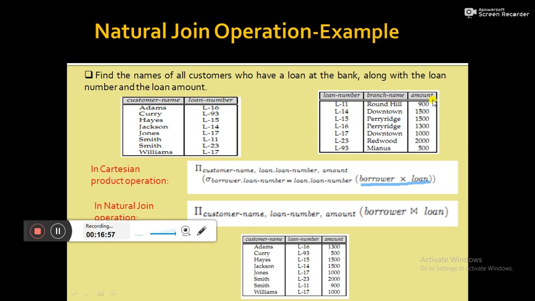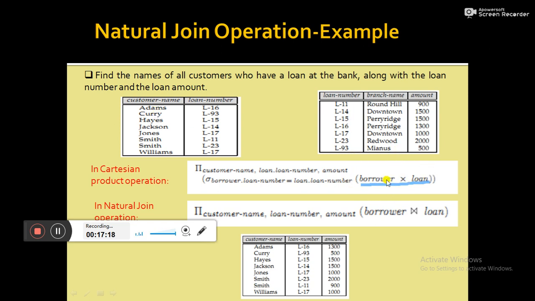And as far as the data is concerned, each record of the borrower relation is going to be associated with every record of loan. That is how all the tuples will be populated in the particular relation.